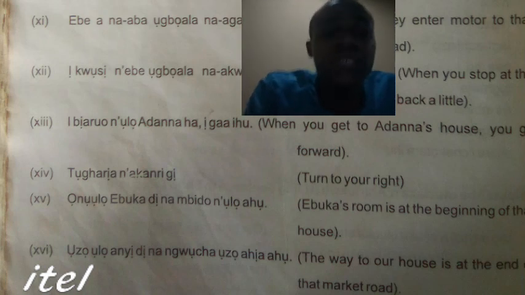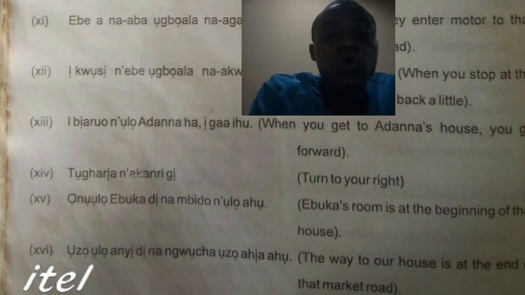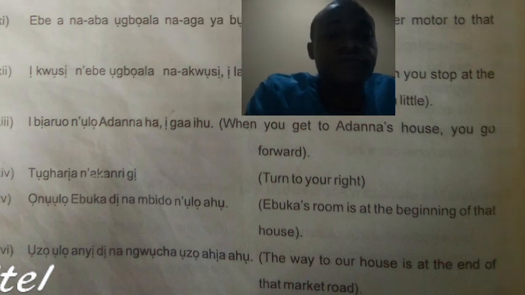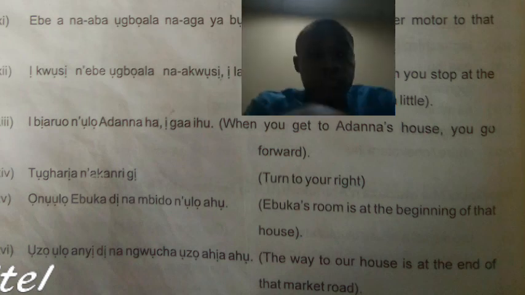Okay, let me read the last one, then we'll shut down for today. Ụzọ ụlọ anyị dị na ngwụcha ụzọ ahịa ahụ. The way to our house is at the end of that market road.